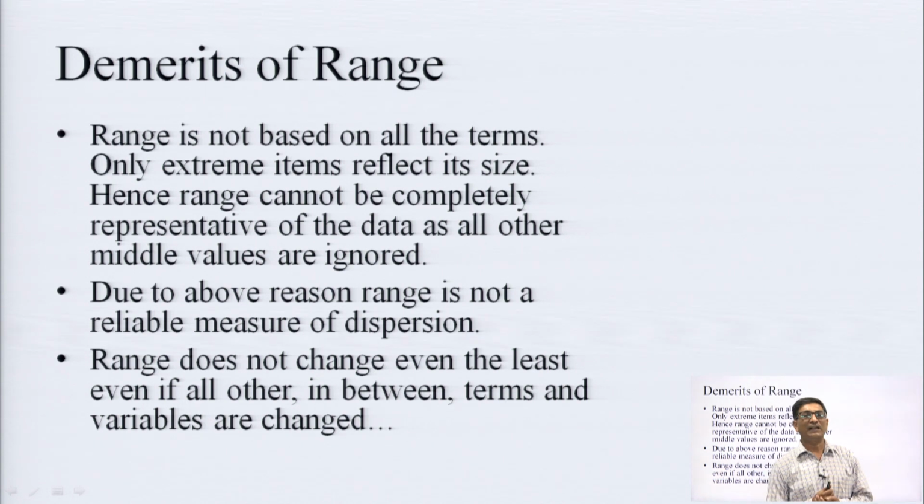When we calculate the range, it is not based on all the terms, only extreme items reflect its size. Hence range cannot be completely representative of the data, as all other middle values are ignored. So, this is the main demerit.